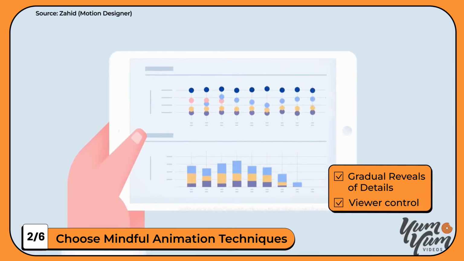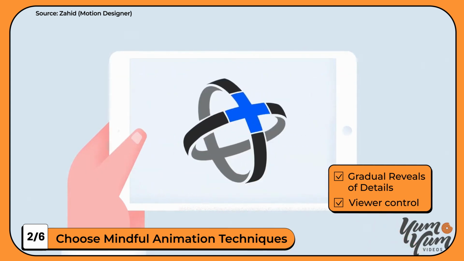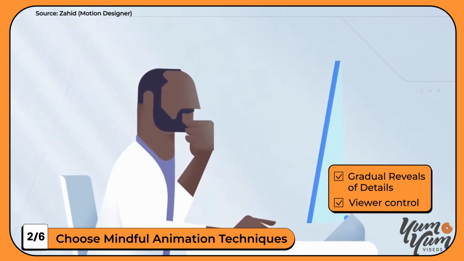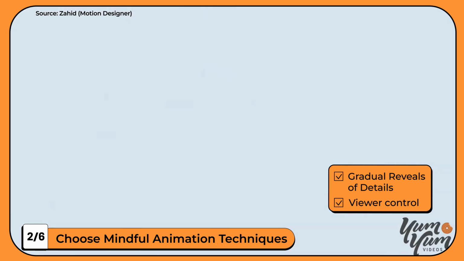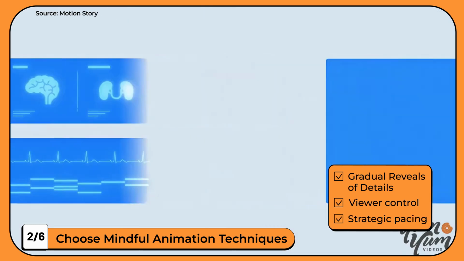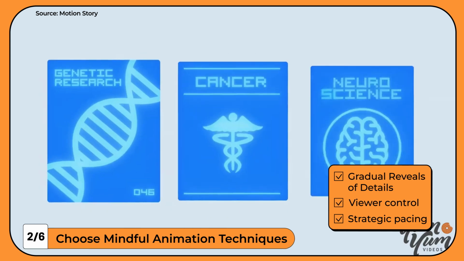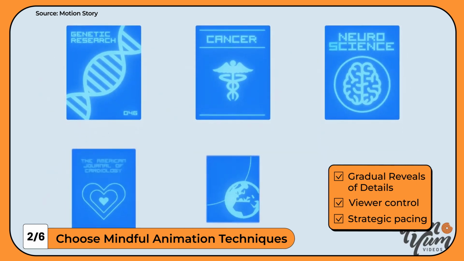We also want viewers to feel like they're in control. So, we build in interaction features like being able to pause, rewind, or skip parts. Viewers get to decide their learning pace. Then we set strategic pacing. Keep the animation flowing naturally. Not too fast to confuse, not too slow to bore.